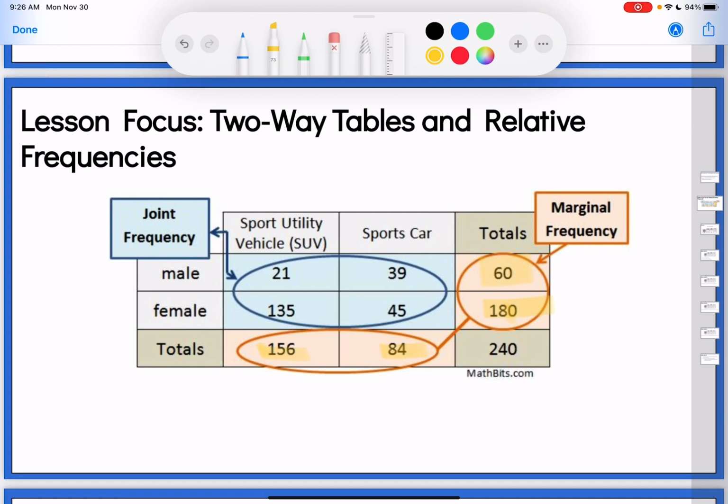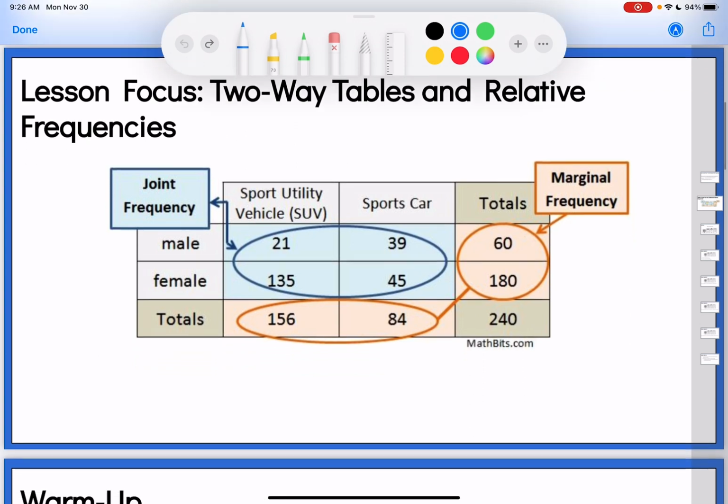And then you could add all of those up to get your grand total: there were 240 people in this study. You could either add the 60 and the 180 to get that 240, right? Add down, or you could add across. 156 plus 84 gives you 240, or you could just add up the numbers in the middle, these joint frequencies. These are the actual numbers of people. If you added all 4 of those numbers up, you'd get 240. So it breaks down the numbers a little differently so you can compare them, and then runs totals either going across or going down. So that's what a two-way table looks like.